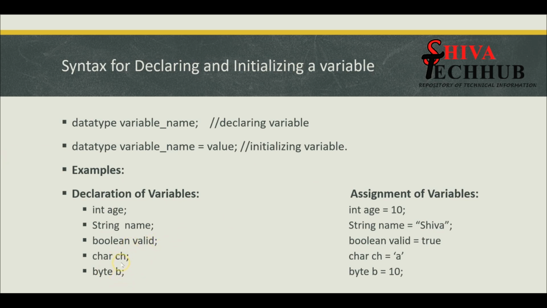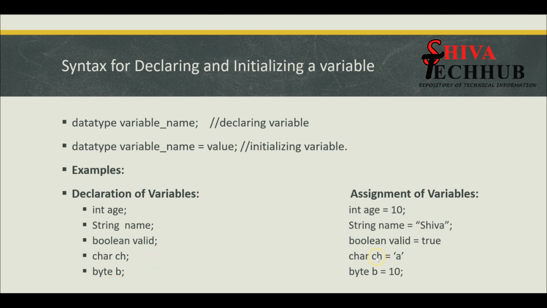The next variable type is character, which holds a single alphabet. That is defined by char, which stands for character. Then byte, double, long, short: all these are different data types. We will have a separate session for the different data types, the range of values they hold, how we can define them and how we can use them in multiple places. For now, in this session, let's concentrate on variables.